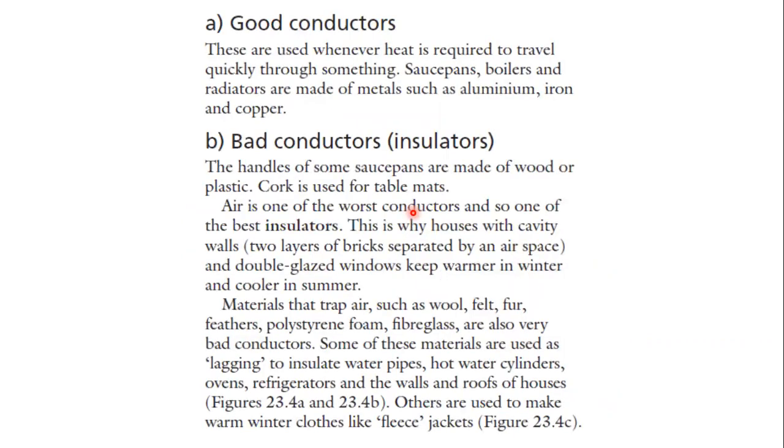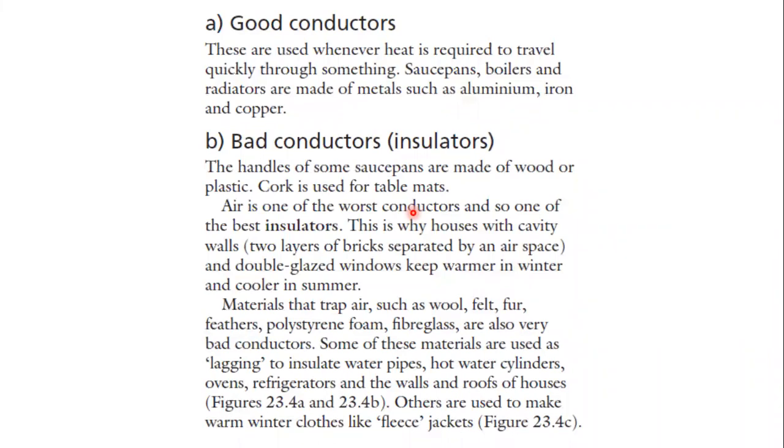So we have good conductors and bad conductors. The good conductors of heat are generally metals. When you talk about bad conductors, we call them insulators. And when you talk about insulators, you have to remember air is the best insulator ever. Air is a really, really good insulator.